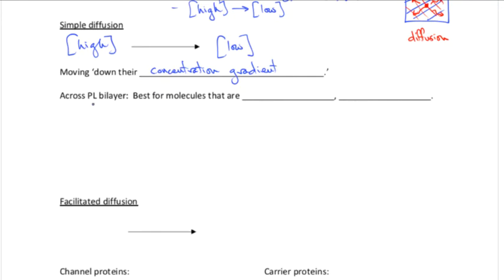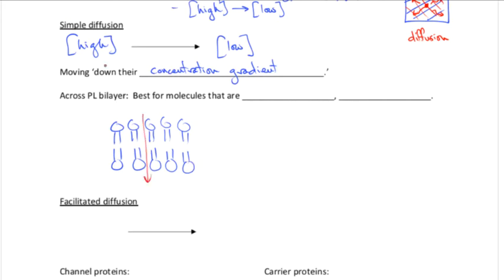Now, across the phospholipid bilayer, PL for phospholipid, this kind of diffusion, moving things from high to low concentration, going straight through the bilayer, works best for things that can dissolve in the hydrophobic interior of the bilayer. So here's a phospholipid bilayer. And recall that the fatty acid tails that extend into the middle are hydrophobic, and they present a barrier to diffusion.